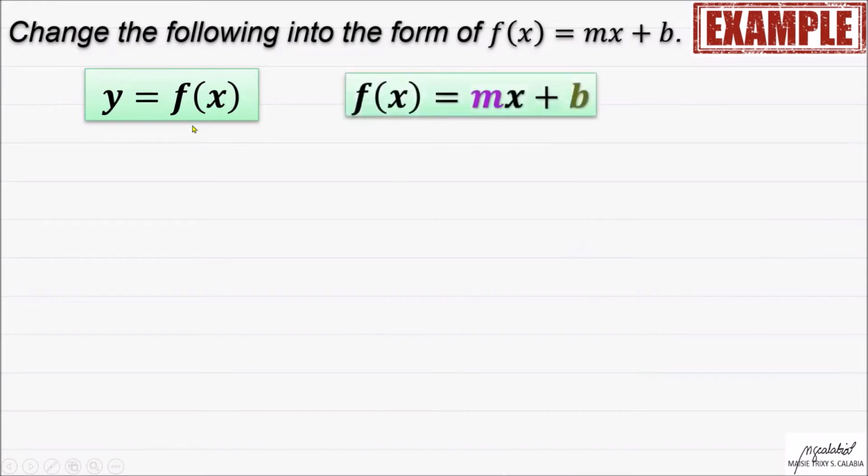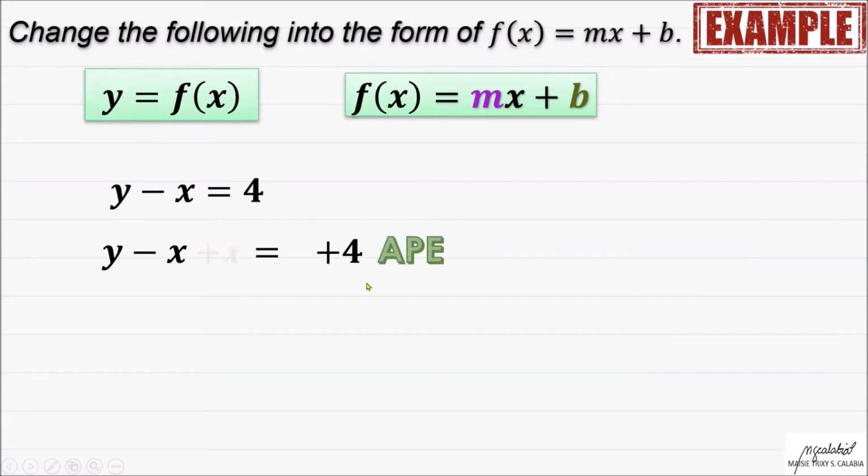Now, if you know how to transform an equation into slope-intercept form, this will be easy for you, because you will just replace the y with f of x. Let's have this example: y minus x equals 4. Again, we need to leave y on the left side. So we need to get the additive inverse of negative x, which is positive x. So add positive x on the left side and on the right side.